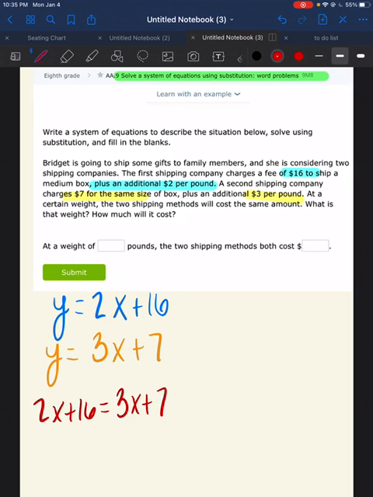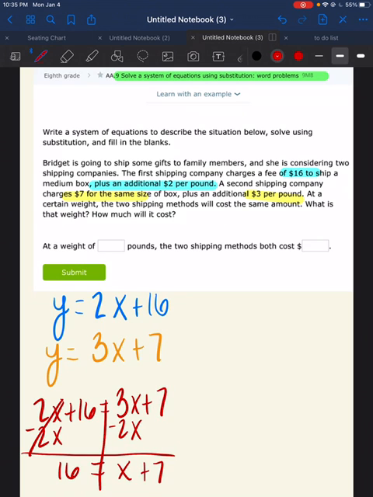Okay, so same thing like before. I'm going to get variables on one side, constants on another. So 2x minus 2x on both sides. 16 equals x plus 7. I'm going to get 7 to the other side by subtracting 7. So my x is going to equal 9.